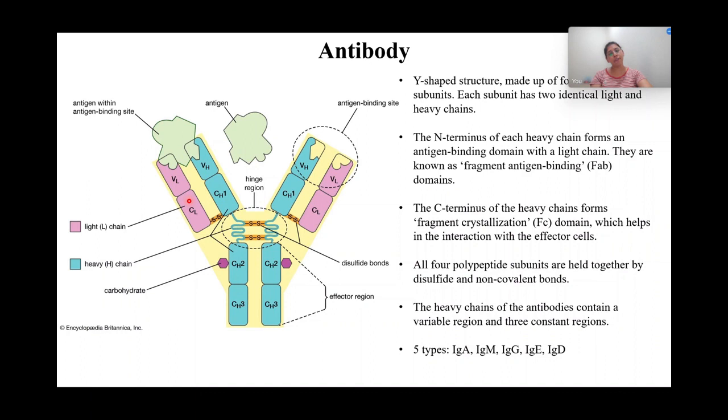Now, the most important thing is why they are variable and why they are conserved. These variable regions are the ones that bind to the antigen. The region by which the antigen binds to the antibody is called the epitope. So let's consider this region. This is an antigen, and this region is where it binds to the antibody. So this region is called the epitope, and respectively the region on the antibody that binds to the antigen is called the paratope. So this region will be known as the paratope.